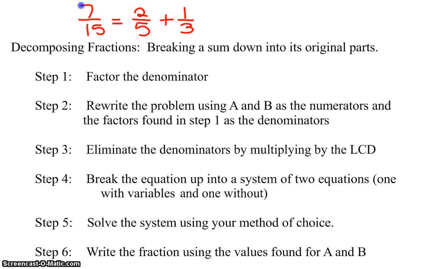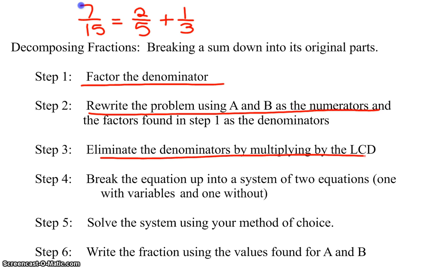The first step in decomposition of fractions is to break the denominator up into its factors and choose variables to represent the numerators. I usually use A and B. The next step is to eliminate the denominators by multiplying through by the lowest common denominator. That will actually be the original denominator.